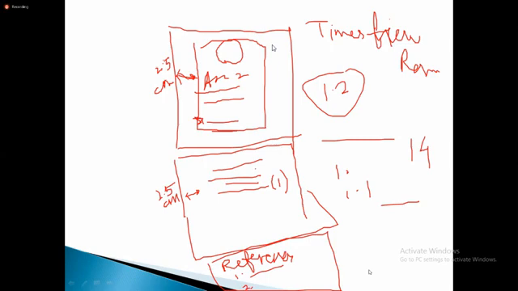Then I'll give you your lecture slides, go through the slides, make notes.